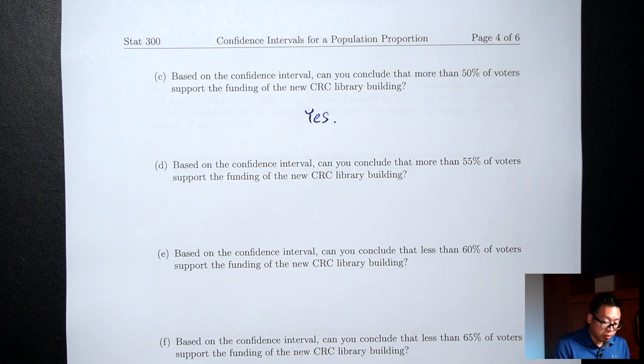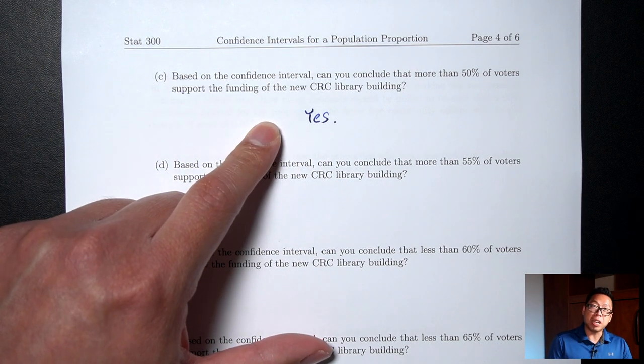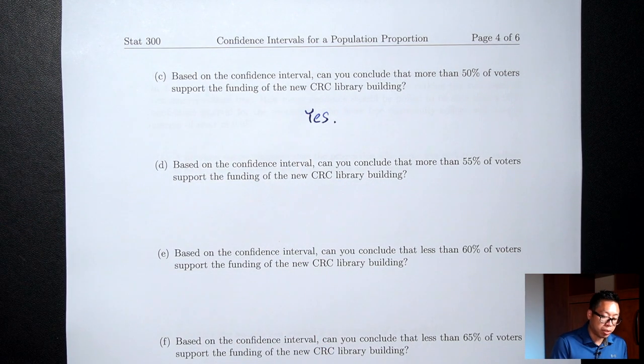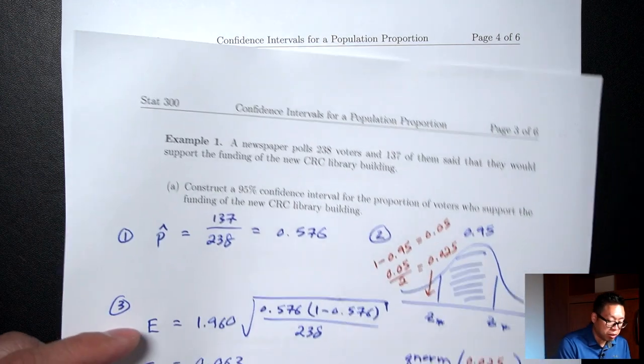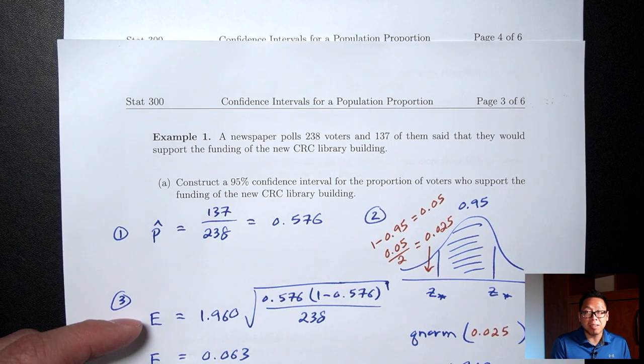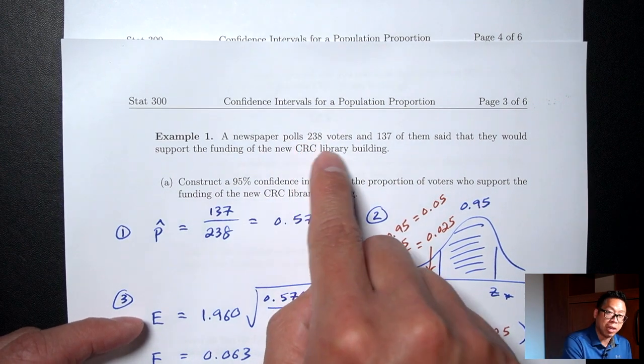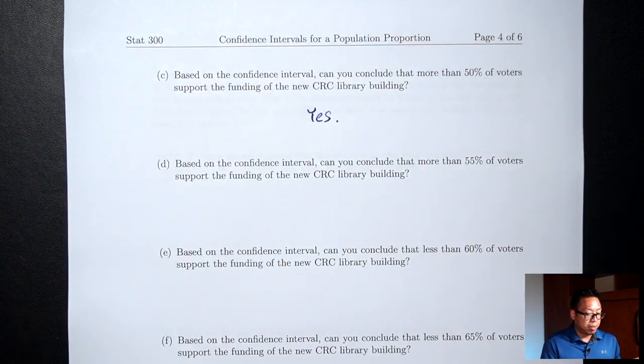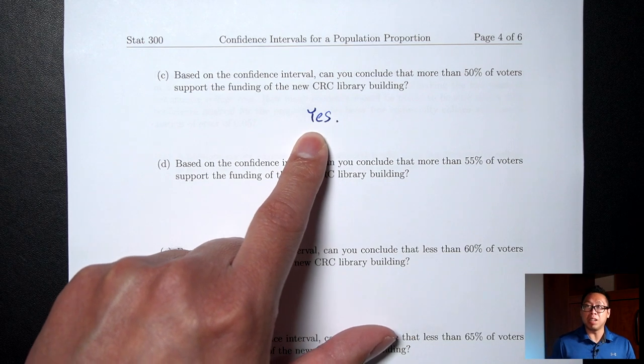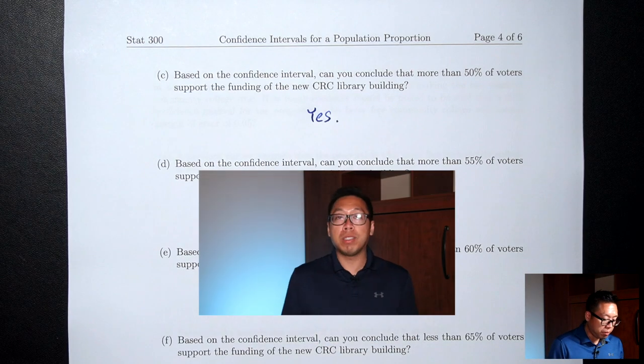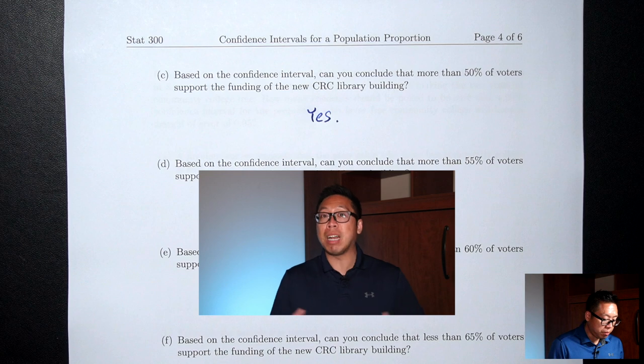And if you're a newspaper, you can now predict the election, right? Because you know that the true percent is going to be more than 50%, you can say that the CRC Library Building is going to win the election. And that was from asking just 238 voters. We didn't ask every single voter. From that, we're able to predict the outcome of the election. Confidence intervals allow us to make a prediction about the entire population, which is everybody, from just data that we got from a smaller sample.